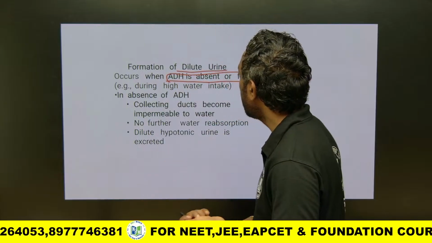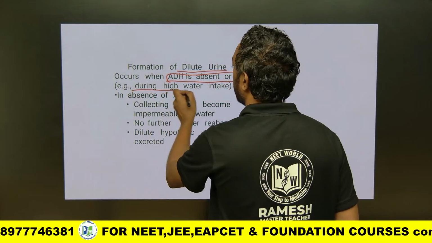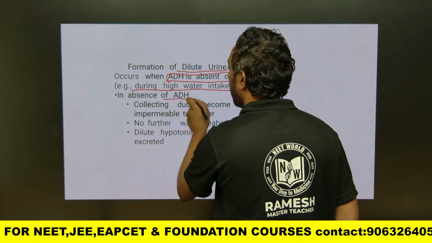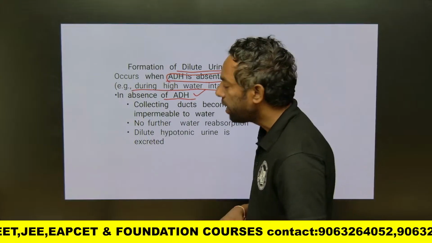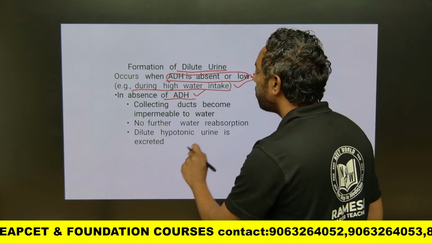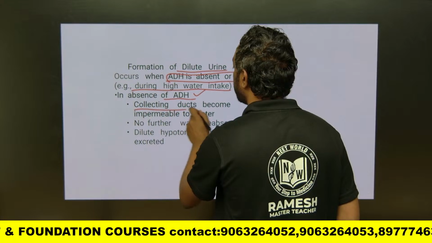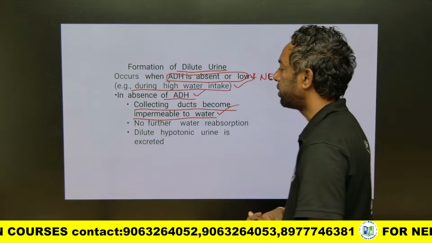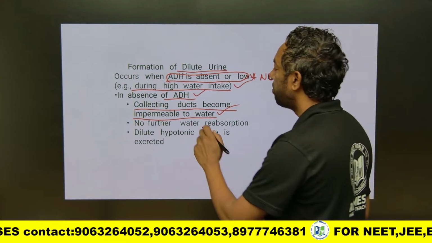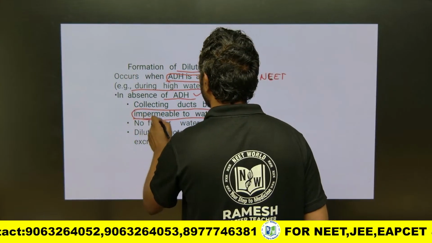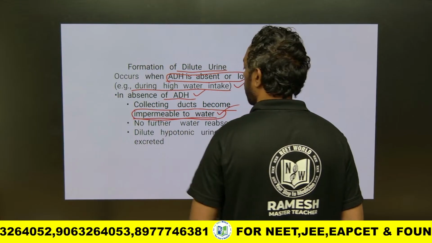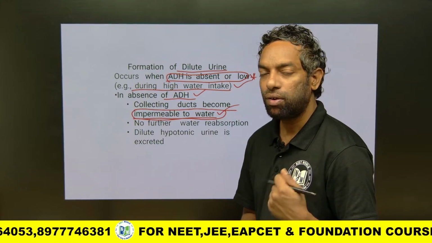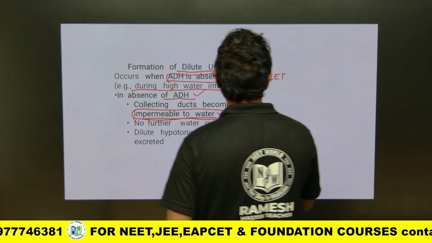During high water intake, dilute urine is also produced in the absence of ADH. In the absence of ADH, the collecting duct becomes impermeable to water. If the collecting duct is impermeable to water, there is no water reabsorption.